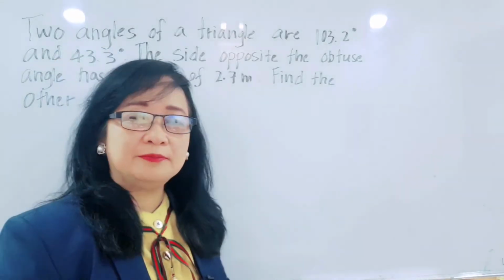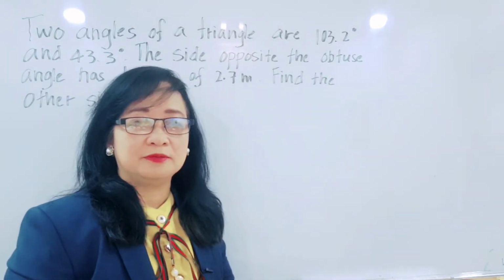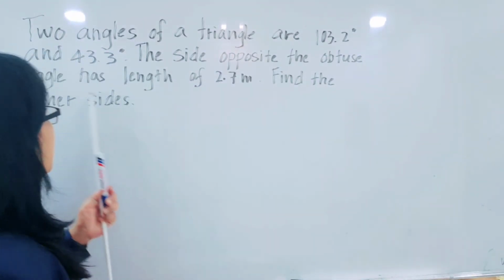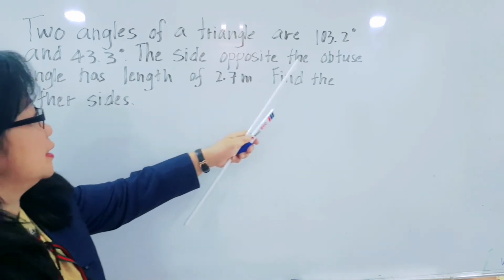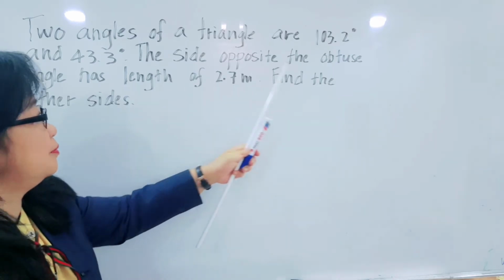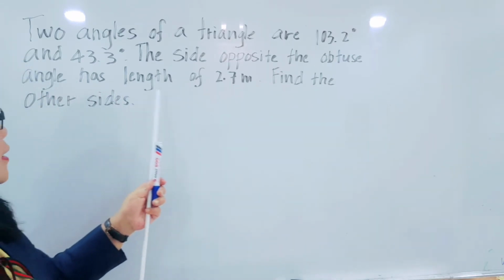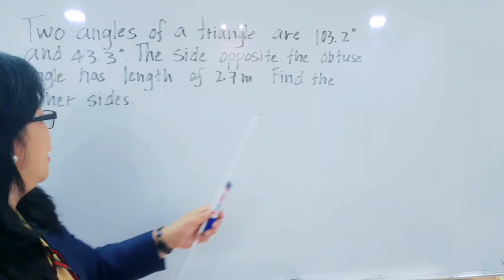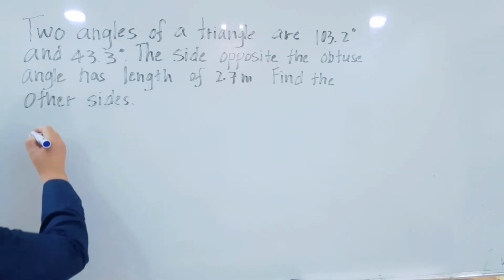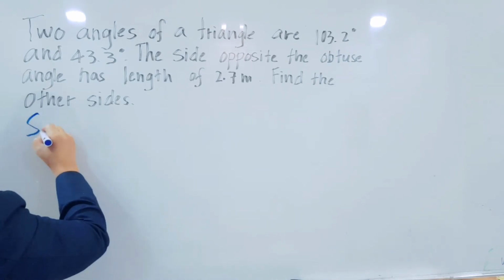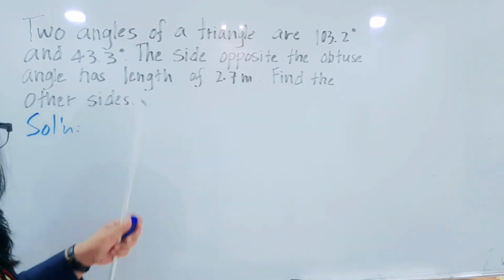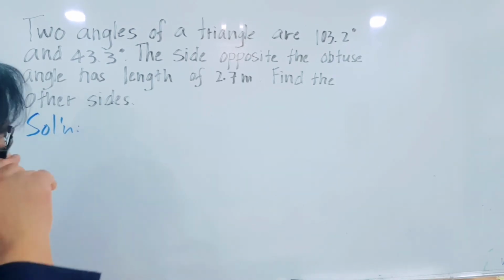So, another math board exam sample, which was given on the same month, November 2015 board exam. Two angles of a triangle are 103.2 and 43.3 degrees. The side opposite the obtuse angle has length of 2.7 meters. Find the other sides. Of course, always, to make this one clear, you have to sketch the triangle.